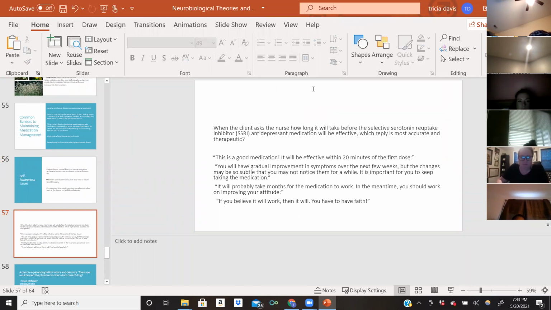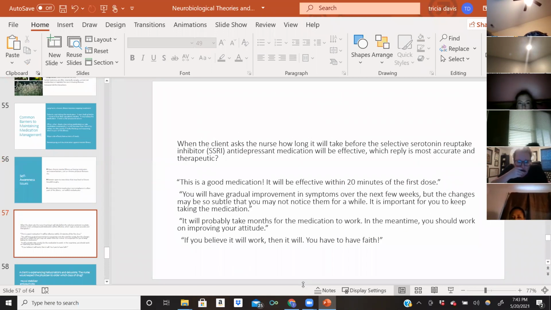All right, so when the client asks the nurse how long it will take before the selective serotonin reuptake inhibitor, that SSRI antidepressant medication, will be effective, which reply is most accurate and therapeutic? A, this is a good medication. It will be effective within 20 minutes of the first dose.